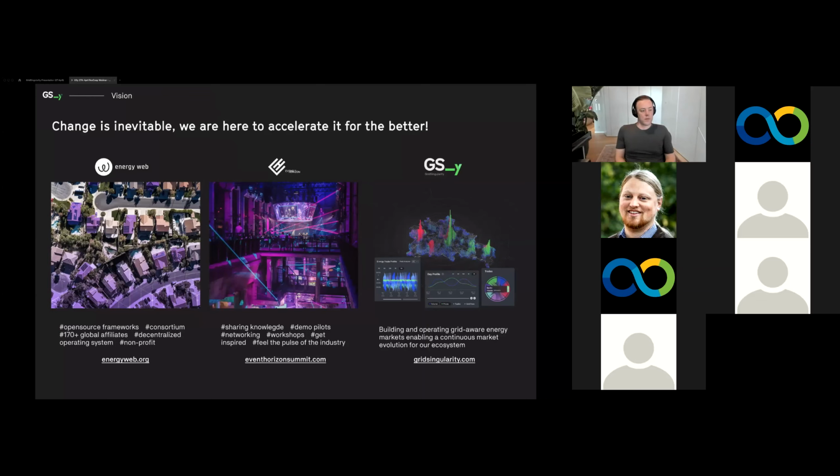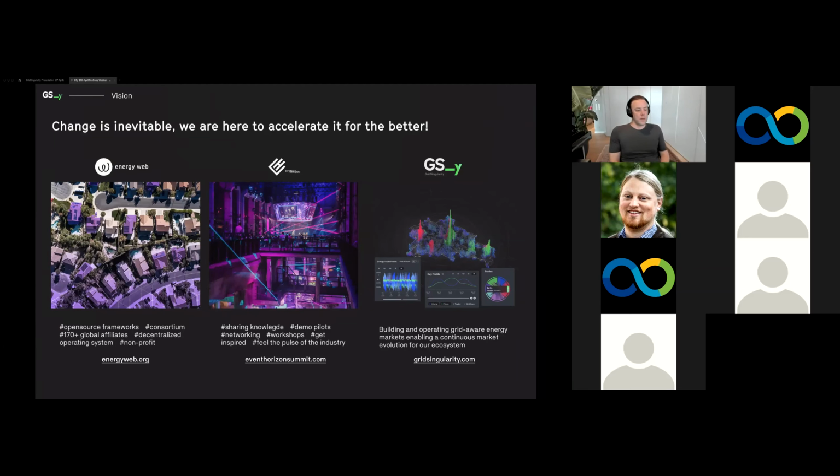a consortium known as the Energy Web Foundation. It's by now one of the largest energy blockchain consortia out there. The Energy Web Foundation has launched a chain which is operated by its affiliates, of which there are more than 170, and it's growing very fast. The Energy Web Foundation is not operating the chain. It's operated by those affiliates from Australia to South America and North America.